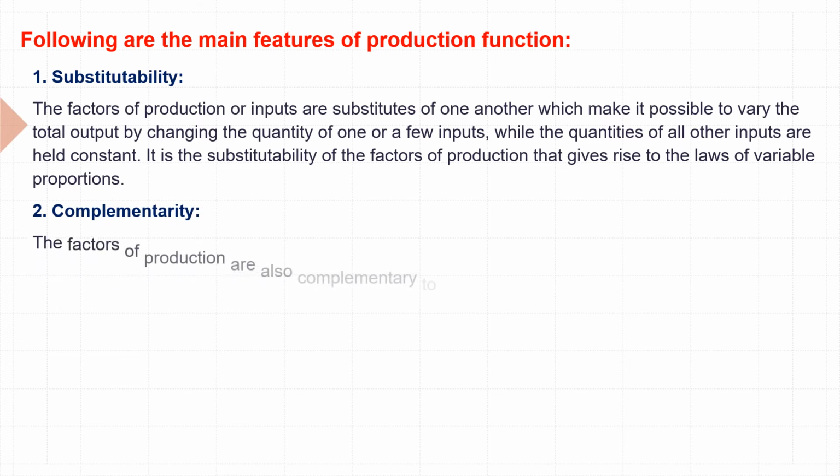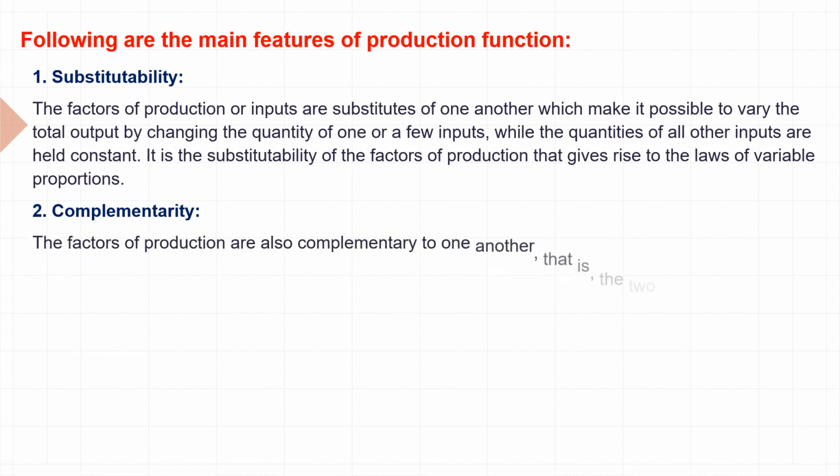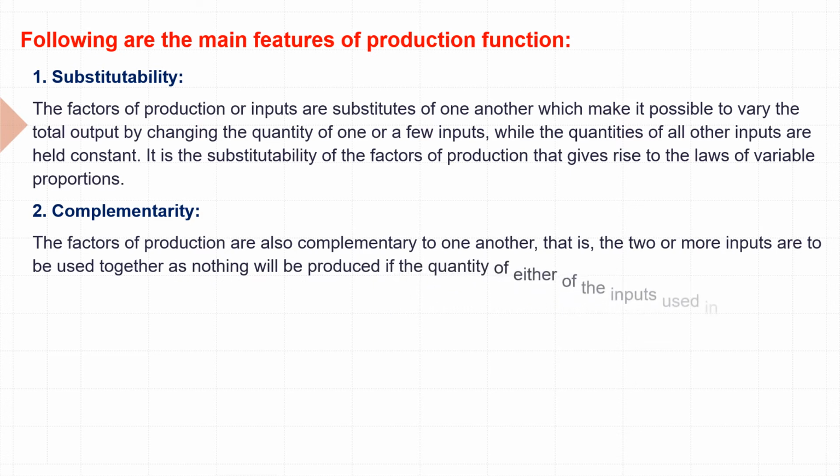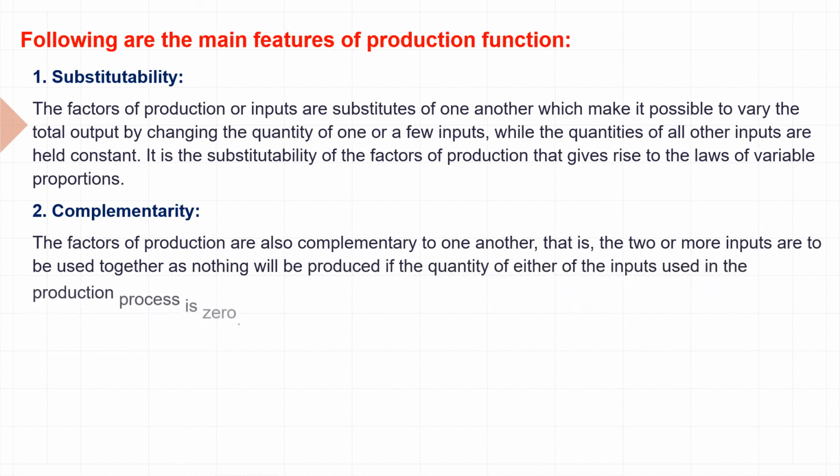Second one is complementarity. The factors of production are also complementary to one another. That is, two or more inputs are to be used together, as nothing will be produced if the quantity of either of the inputs used in the production process is zero.